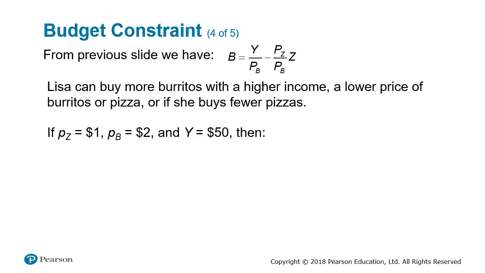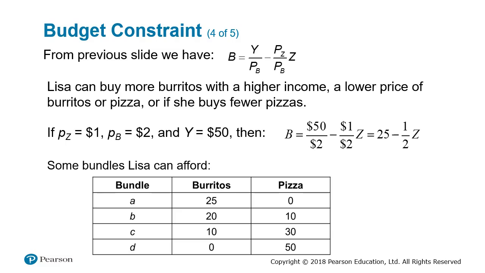Let's add some figures into this now. If the pizza price is $1, the burrito price is $2, and her budget is $50, then we can plug those into the equation. Her burrito consumption will equal 50 over 2 minus 1 over 2 times her pizza consumption, simplifying down to 25 minus a half Z, the pizza consumption.